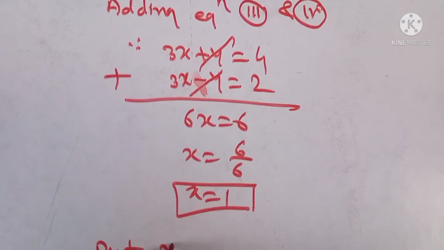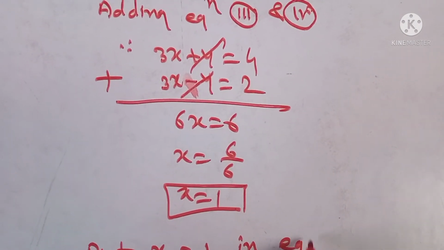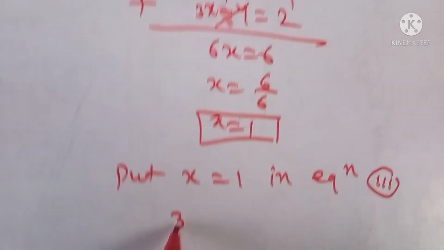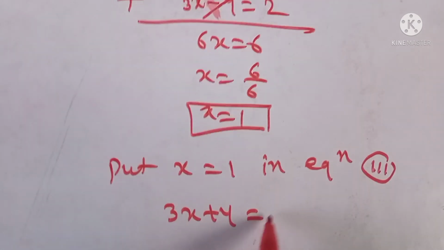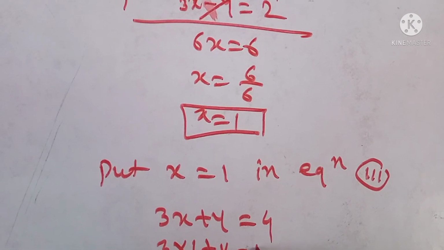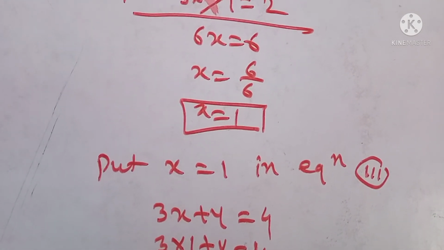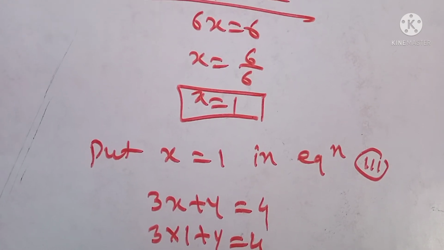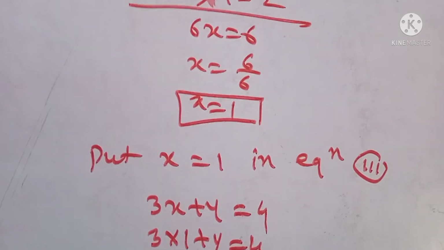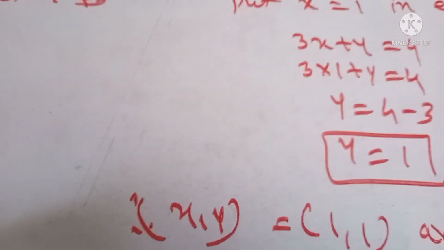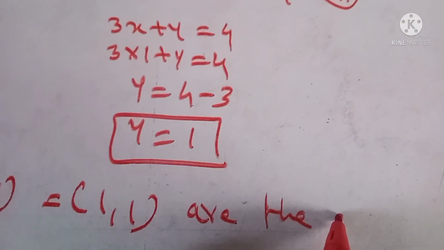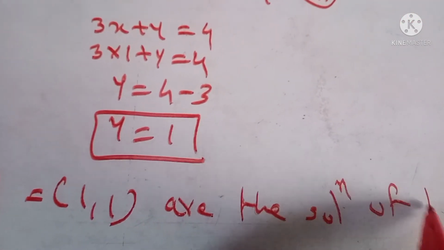Put x is equal to 1 in equation 3, 3x plus y is equal to 4. x is equal to 1, so 3 plus y is equal to 4, y is equal to 4 minus 3, y is equal to 1. x, y equal to 1, 1 is the solution of the equations.